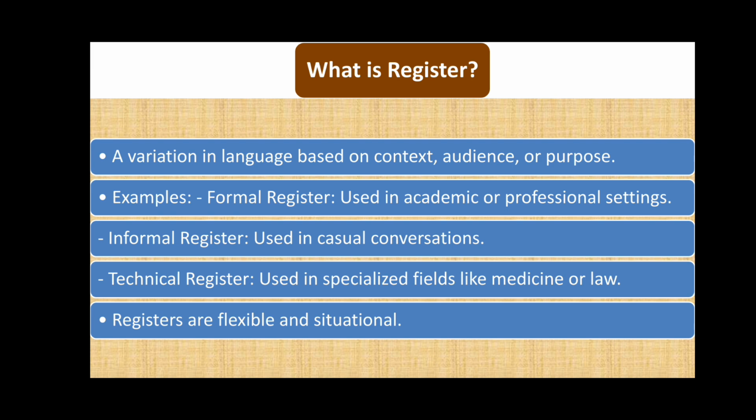So they say that formal register is used in academic or professional settings, informal in casual conversation, and technical register in specialized fields like medicine or law. Registers are flexible and situational. Flexible. We are speaking here, and suddenly you change your tone and choice of words when someone else comes, right? Because your relationship is different with that person.